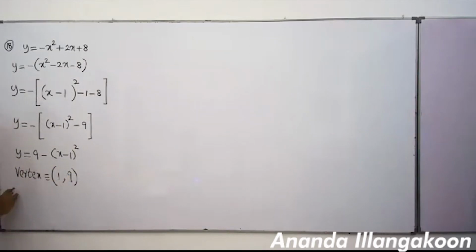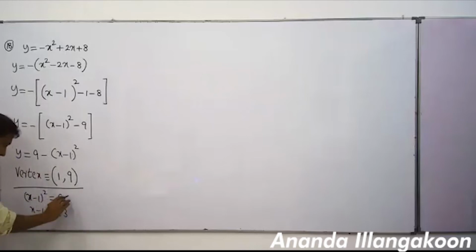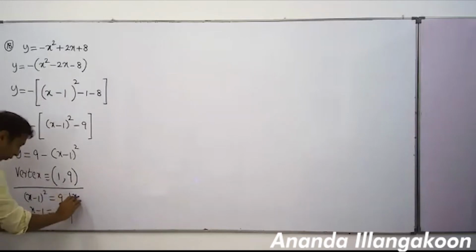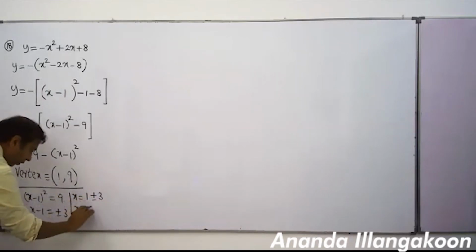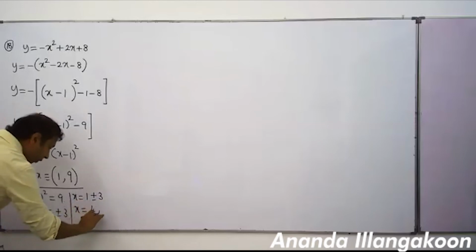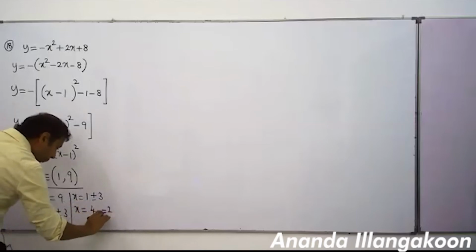Roots: how to find them, people? Equate y to 0, no? y is 0 means this is 0. This difference is 0 means this equals this, no? (x minus 1) squared equals 9. Then x minus 1 is equal to plus or minus 3. Then x equals 1 plus or minus 3. x equals 4, x equals minus 2.